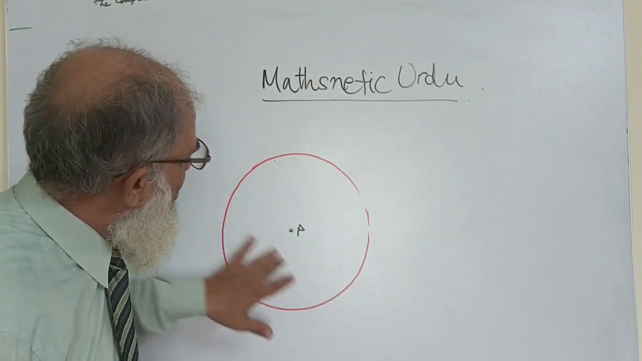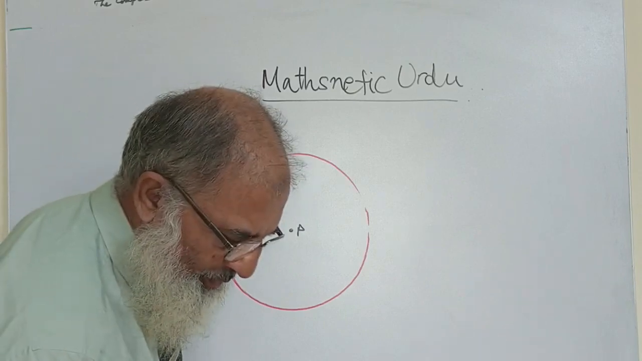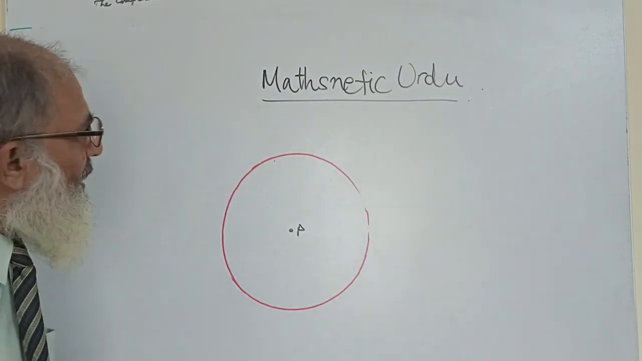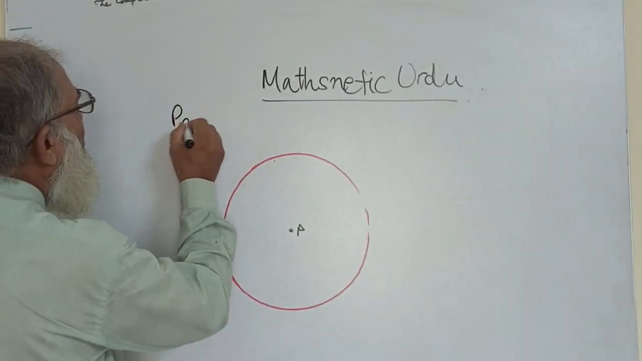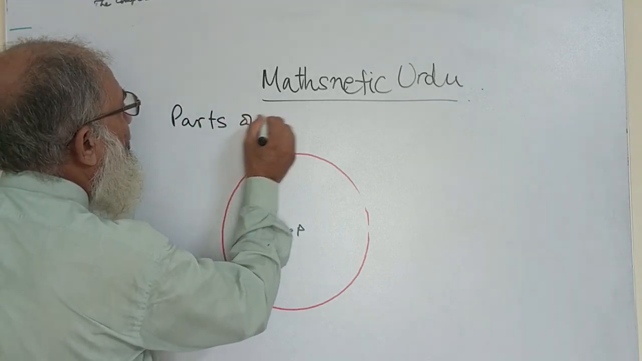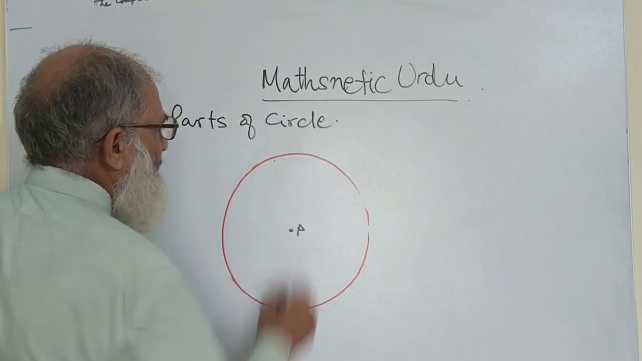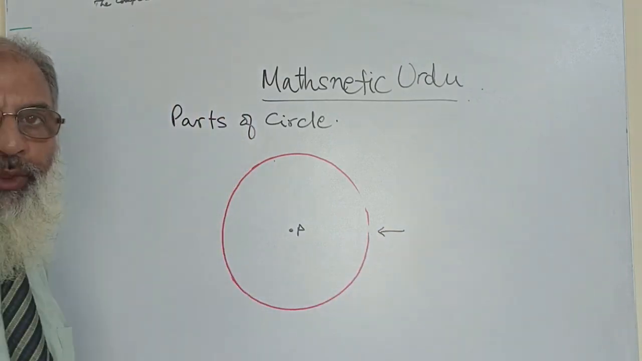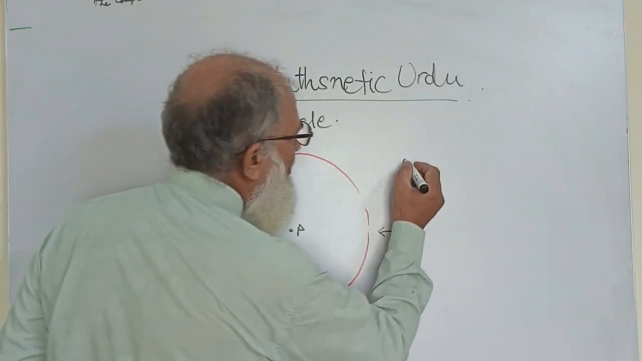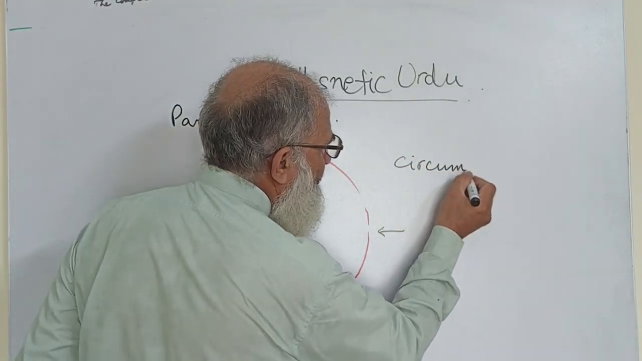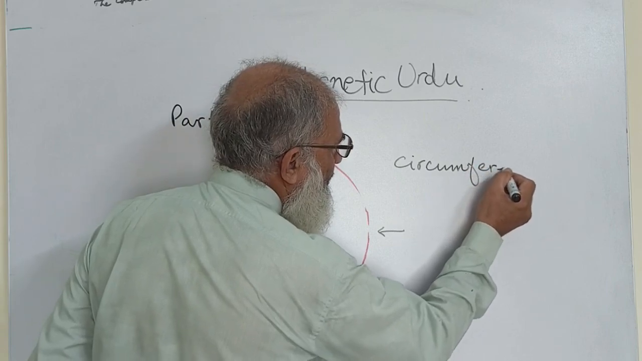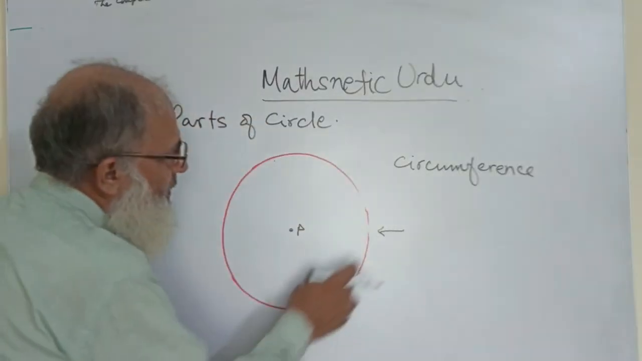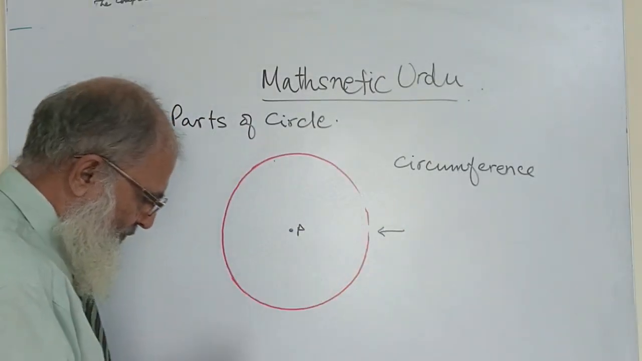Now in a circle there are many things which have to be noted, and they are called the parts of a circle. Now what are the parts of a circle? The first part is that outer line which I told you. This is the outer line. This is called the circumference. This is the circumference of the circle.